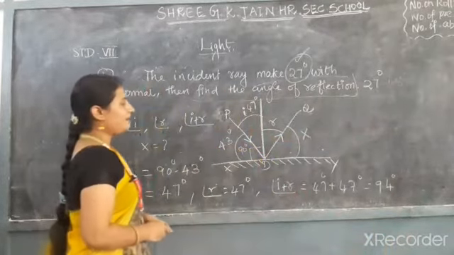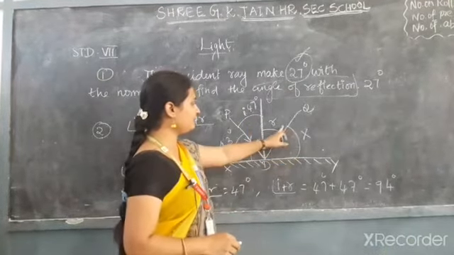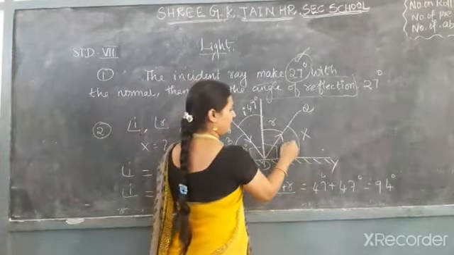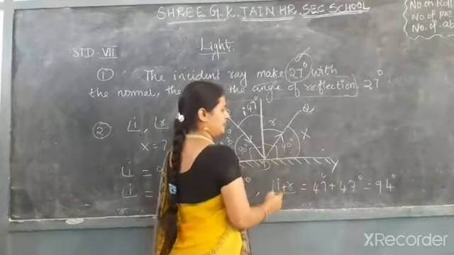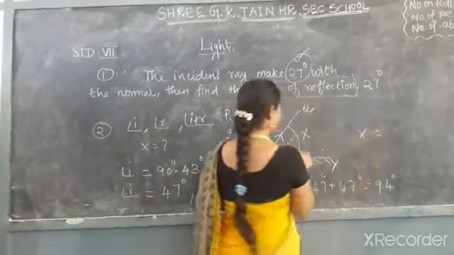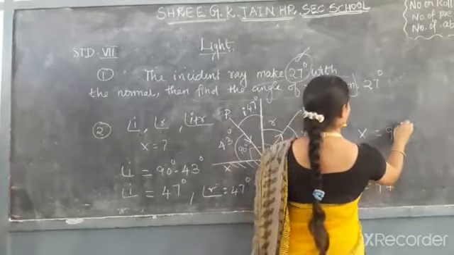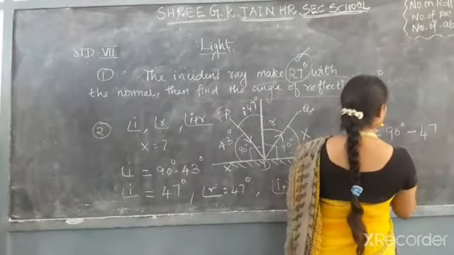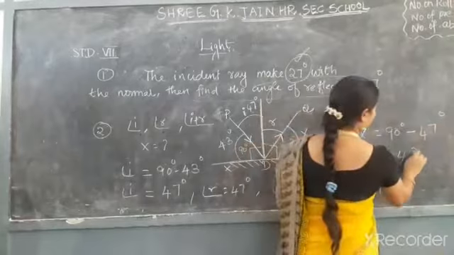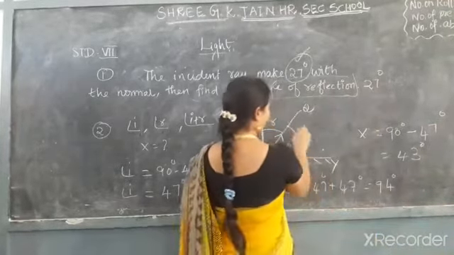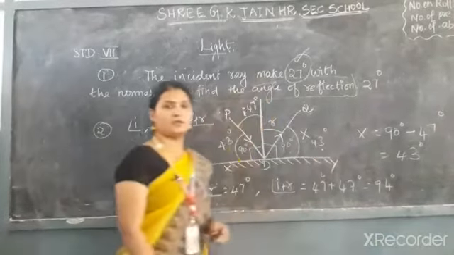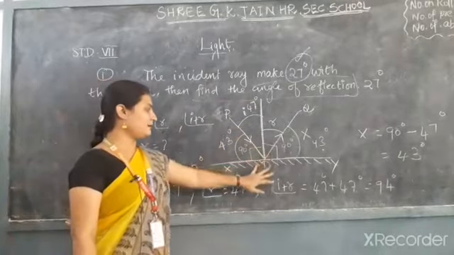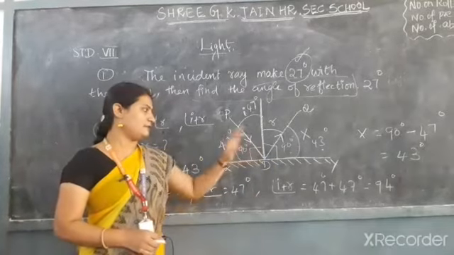Finally, we have to find the angle between the reflected ray and the plane. That is x. Here also it will be 90 degrees since the normal is perpendicular. So x is equal to 90 degrees minus the angle we know, 47. If you subtract 47 from 90, what will you get? 43 degrees. So the angle between these two is 43 degrees. So we can find the other angles using one angle by the reflection in a plane mirror, a plane surface.